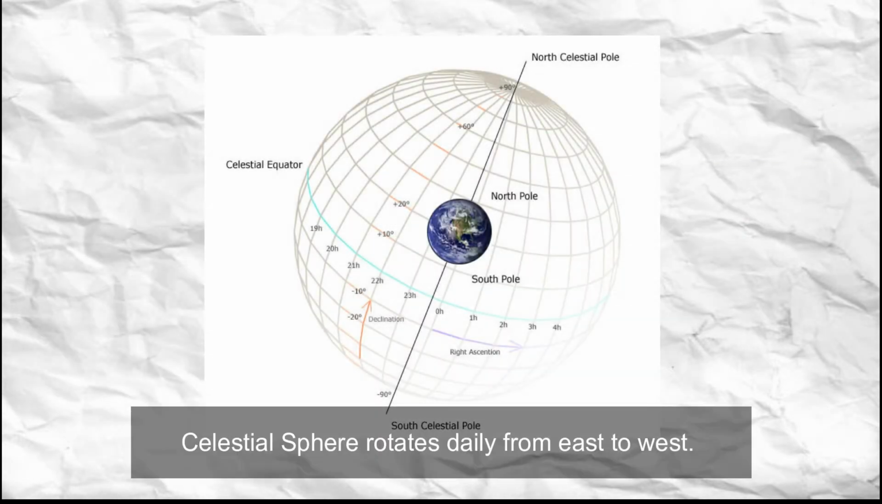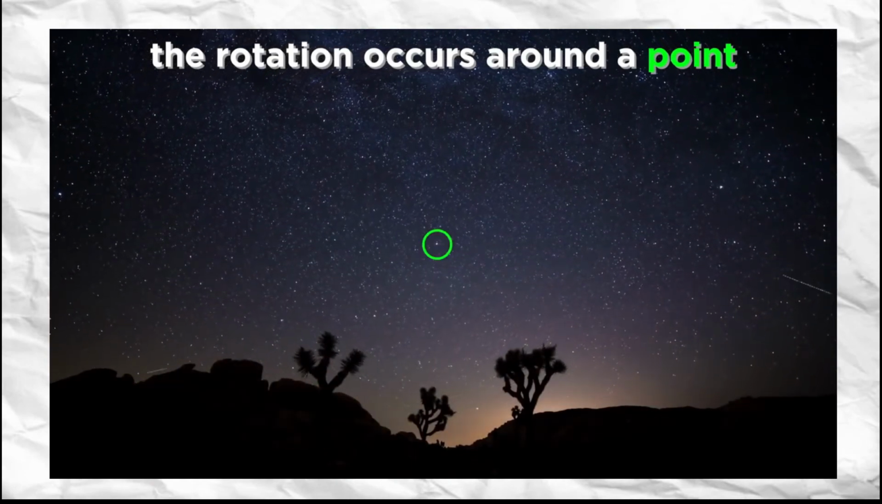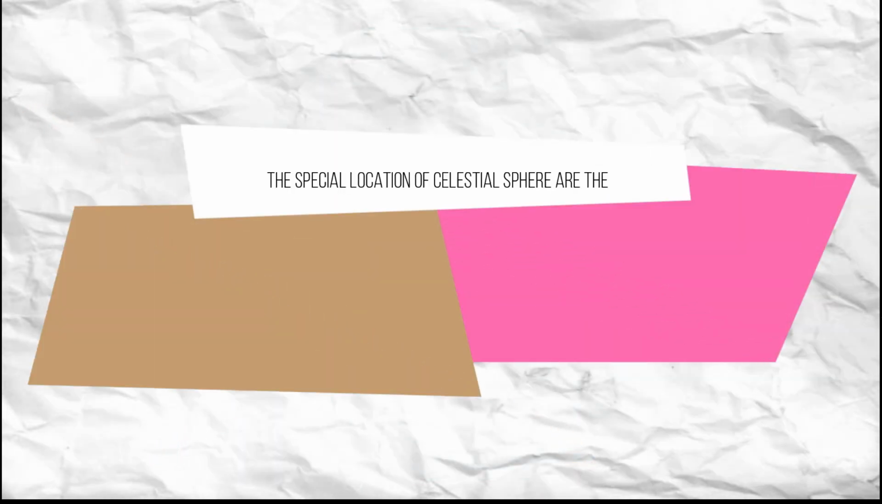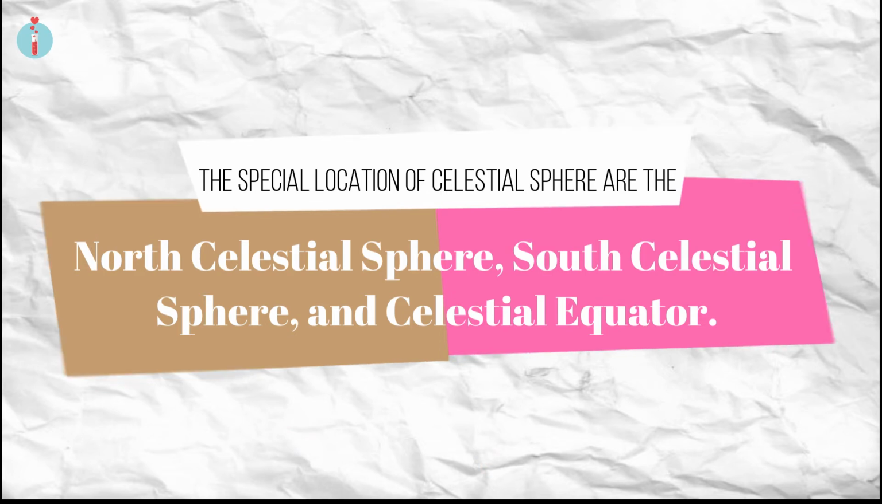Unlike the Earth's rotation, the celestial sphere rotates daily from east to west. However, in the northern celestial pole, there's a certain star that does not move at all. The special locations of the celestial sphere are the North Celestial Sphere, the South Celestial Sphere, and lastly the celestial equator.